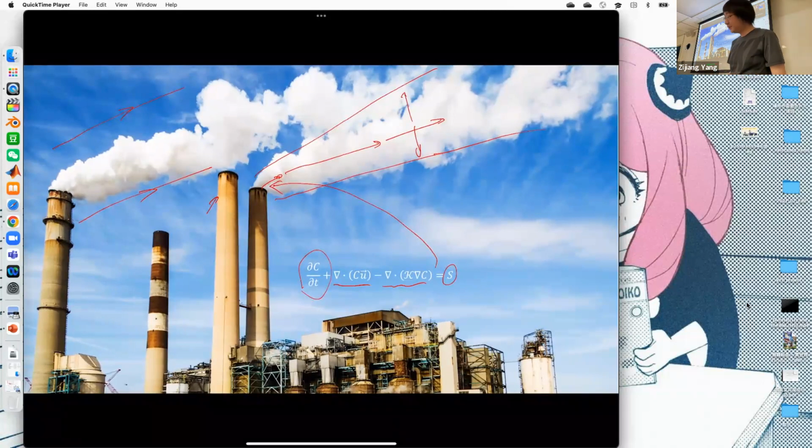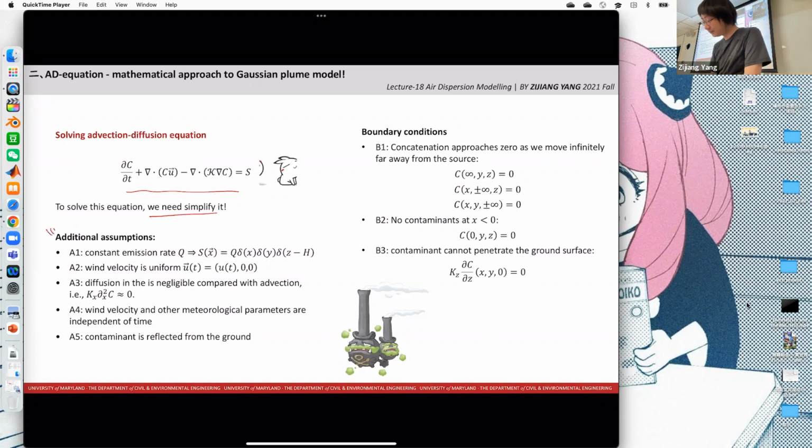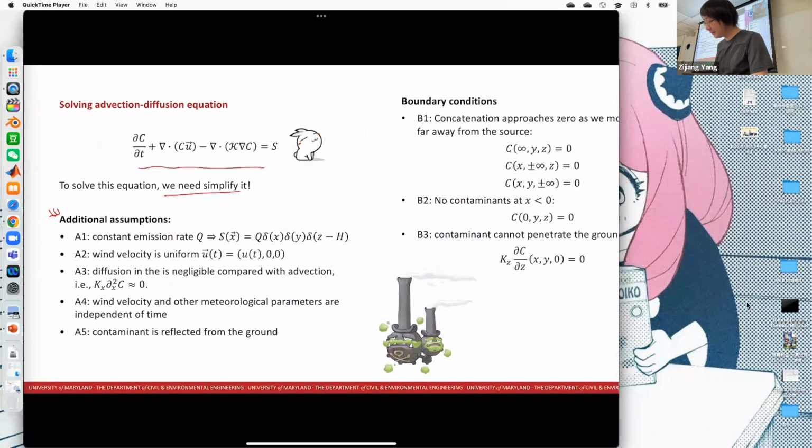Now we have this equation and we want to solve it. But we know that this is a partial differential equation, which is not quite easy to solve. So to solve this equation, we need some simplification. To simplify it, we add some assumptions. Let's look at them one by one.